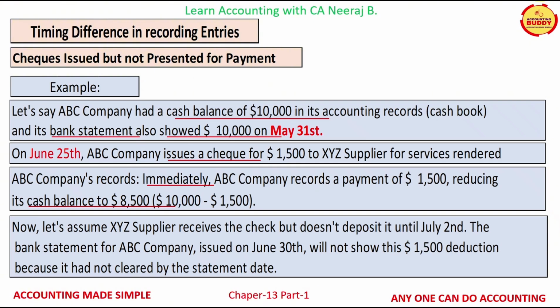Now let us assume XYZ supplier receives the check but does not deposit it in his bank until July 2nd. The bank statement for ABC company issued on June 30th will not show this $1,500 deduction because the check is not presented to the bank for payment. Therefore, it is not reflected in the bank statement dated 30th June. Hence, there will be a difference of $1,500 between the cash book and the bank statement as on 30th June.